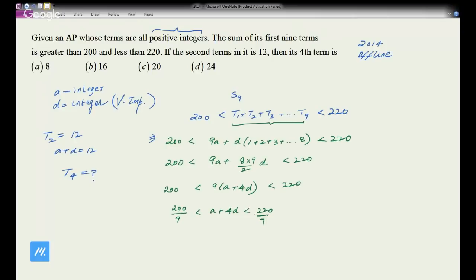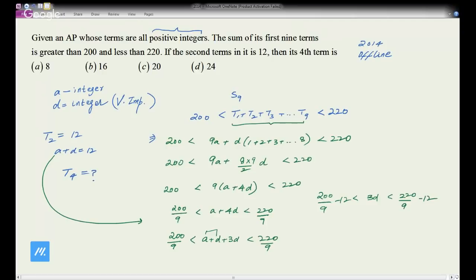Yes, you will get this session after that also. Don't worry. Now what to do? Now you are stuck again. So now you have to see that we have A plus 4D. Okay, can I write this as A plus D plus 3D? A plus D is 12, right? What you can say is 209 minus 12. Got it, guys? Any problems in this?